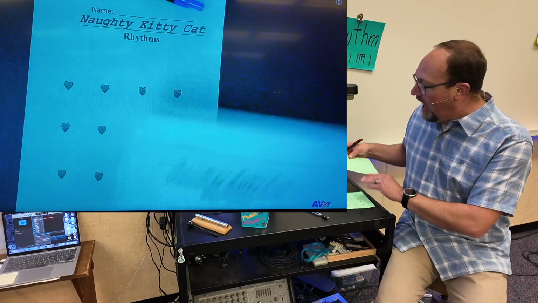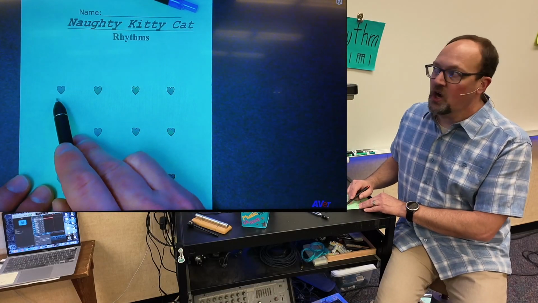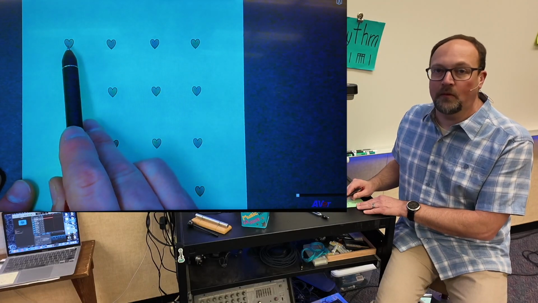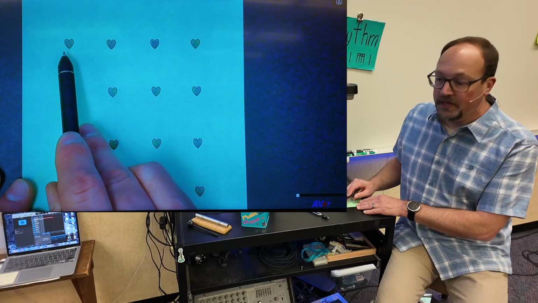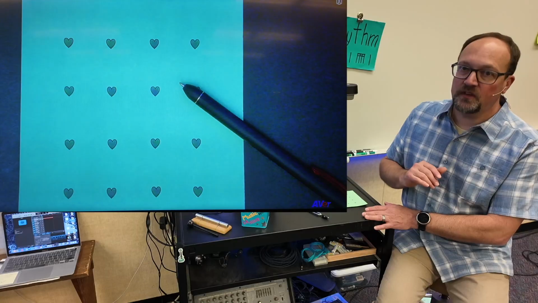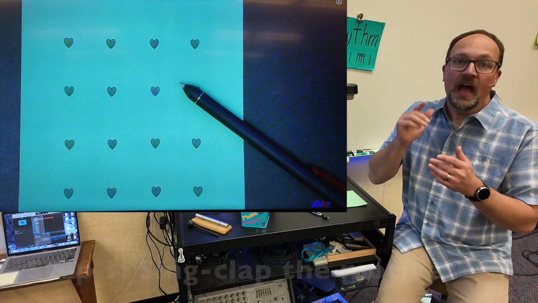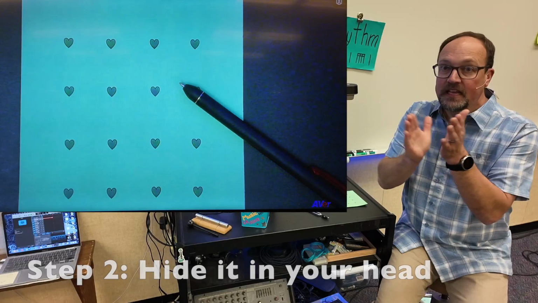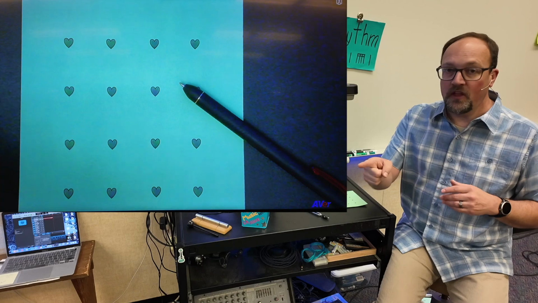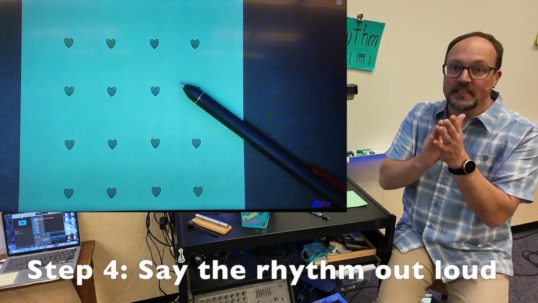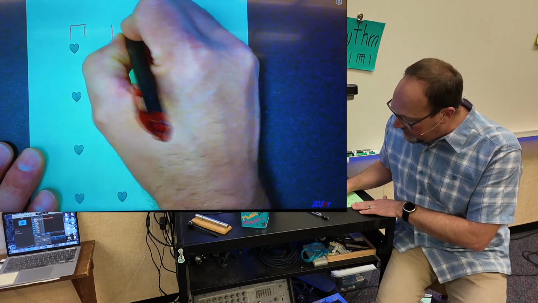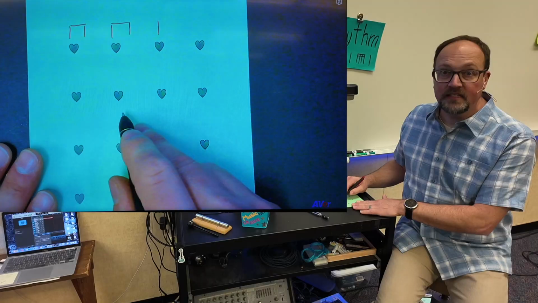So instead, I started using beat hearts. And the beat hearts show really clearly that this is a beat and we draw the rhythm above this one single beat. Let's figure out the rhythm for Naughty Kitty Cat. So we start off by singing the first motive. Naughty kitty cat, hide it in your head. Hide the rhythm in your head, the tas and the TTs. Say the rhythm out loud. Here we go. TT TT ta. And we write that rhythm down. TT TT ta, and we go right away to the next motive.